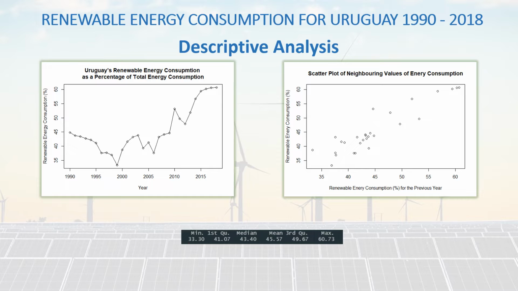The series doesn't appear to show any moving average, but does exhibit some AR behavior. There's no obvious seasonality and no changing variance. The plot on the left-hand side shows a strong positive correlation between each observation and its first lag. The correlation was calculated at 0.917, and the descriptive statistics as well are a mean of 45.57 and a range between 33.3 and 60.73 at its maximum.